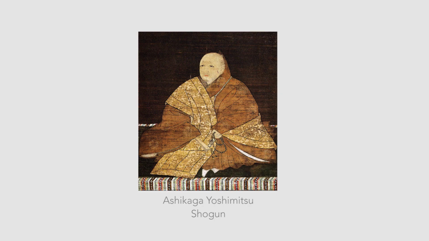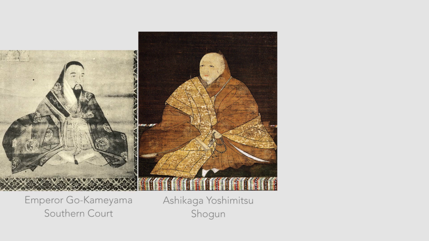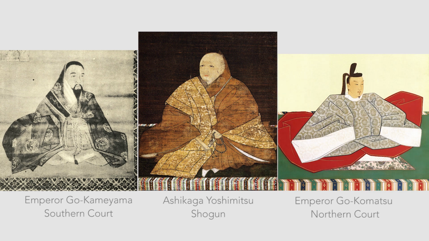Ultimately, in 1392, the Ashikaga shogun Yoshimitsu persuaded the Emperor Go-Kameyama of the Southern Court to relinquish his claim and to turn over the imperial regalia to Go-Komatsu, the emperor in Kyoto. Yoshimitsu promised that the position would alternate between the northern and southern lines, but of course, he didn't keep his promise. You saw that coming, right?